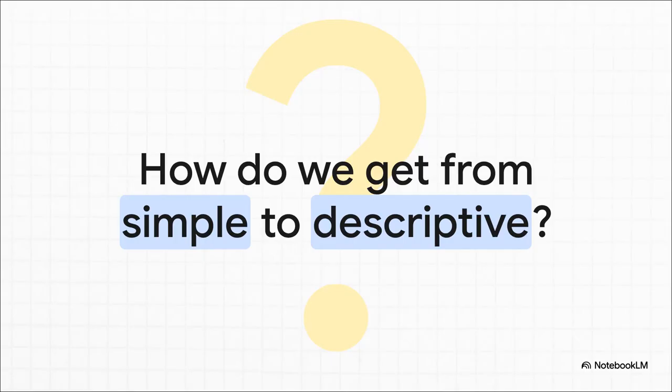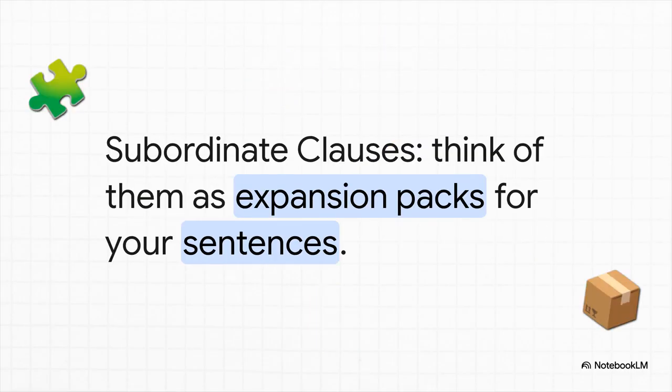So, the big question is, how do we do that? How do we make that jump from a basic fact to a detailed description? What's the secret sauce that lets us add these crucial layers of meaning? The what, the which one, and the why? Well, the answer is a fantastic grammatical tool called the subordinate clause.